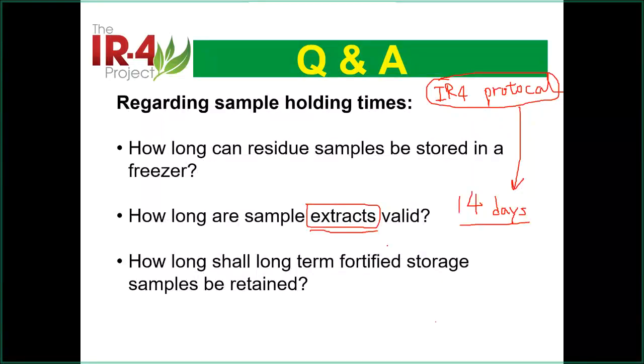Sometimes, if your instrument is down or the recovery is not good, you keep analyzing the same extract. It's not a good idea. Yeah, EPA will not buy it. That means you are trying to make it work, trying to quote unquote intentionally make something happen. So in this case, in the IR4 system, it's 14 days.